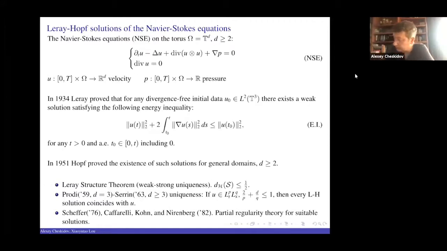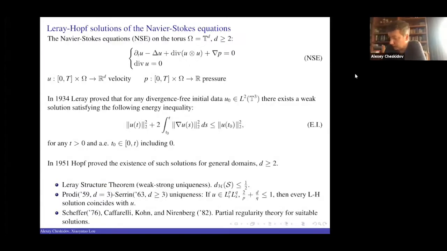Then Prodi and Serrin proved uniqueness in the critical L^p L^q class. We'll talk about this class a lot. So they proved that if there is a weak solution in the critical L^p L^q class, then every Leray-Hopf solution has to coincide with this solution u.